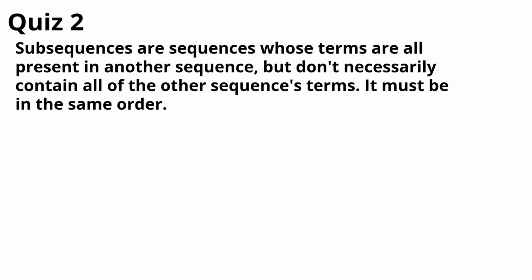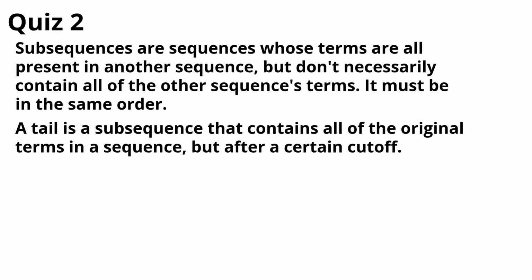Subsequences are sequences whose terms are all present in another sequence, but don't necessarily contain all of the other sequence's terms. It must be in the same order. A tail is a subsequence that contains all of the original terms in a sequence, but after a certain cutoff.